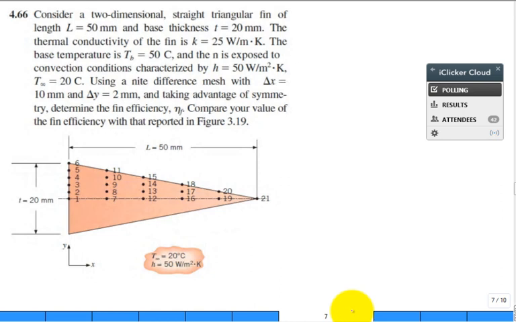So now we're going to solve a two-dimensional conduction problem. This one's a challenging problem. Let's just jump into it. We have a two-dimensional straight triangular fin of length 50 millimeters and base thickness of 20 millimeters.